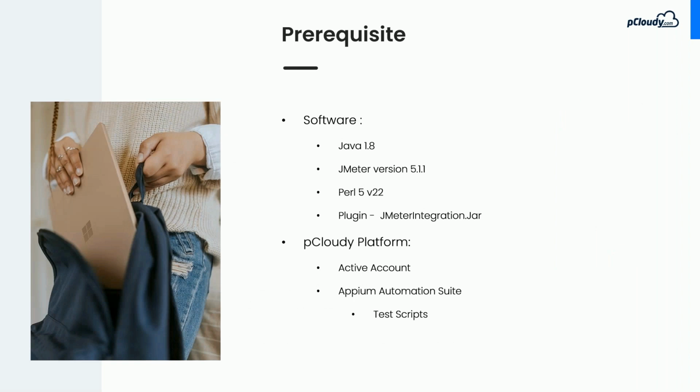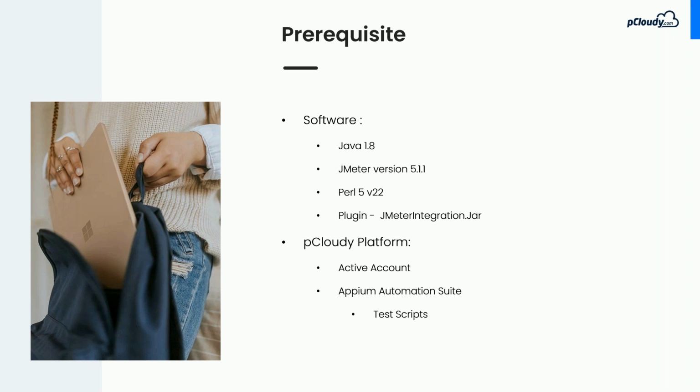For this integration, what is needed? On the software side, this software is on the tester's desktop. We should have Java 1.8, JMeter version at least 5.11, and Perl version 5, which is used for reporting purposes. We have done a customized report which can give a glimpse of the detailed rendering time as well as the resources, so there can be a good correlation between the device and the rendering time.